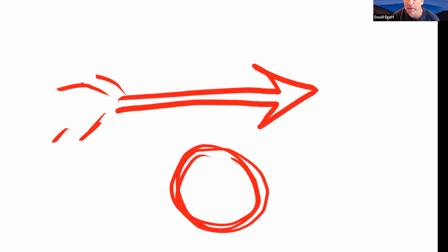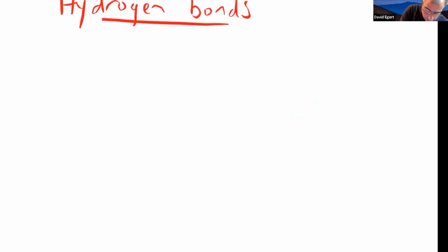So this is going to be critical when we talk about solubility. So let's look at this right now. In fact, let's talk about hydrogen bonds. We'll get to ionic bonds in a few moments, but let's talk about hydrogen bonds. Are there any questions about covalent and polar versus non-polar covalent?